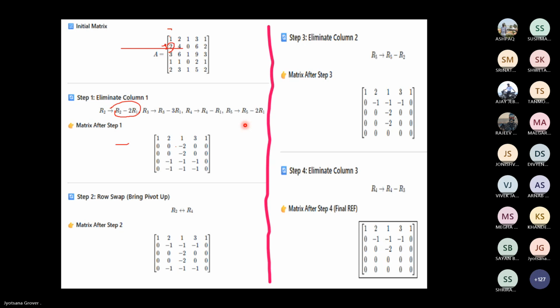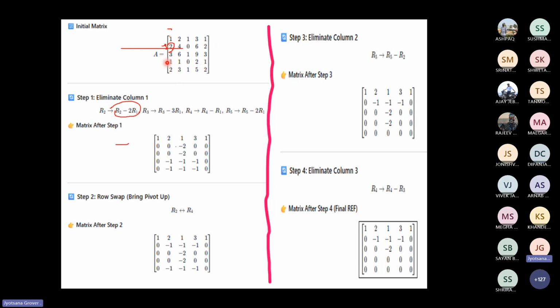R3 minus 3R1. So 3 minus 3 is 0. 6 minus 2 into 3 is 0. 1 minus 3 is minus 2. 9 minus 3 into 3 is 0. 3 minus 1 into 3 is 0. Got it? Yes.